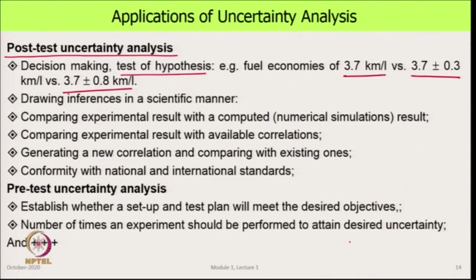Both of them would have reported 3.7, 3.7, but now we have two things coming in here. And the question is, is the second test superior to the first one? And that is where we have to start interpreting the plus minus numbers that are coming in. So, this is what we would call drawing inferences in a scientific manner.